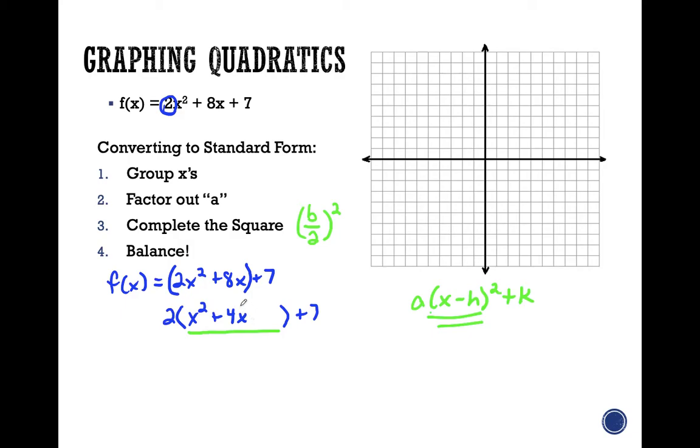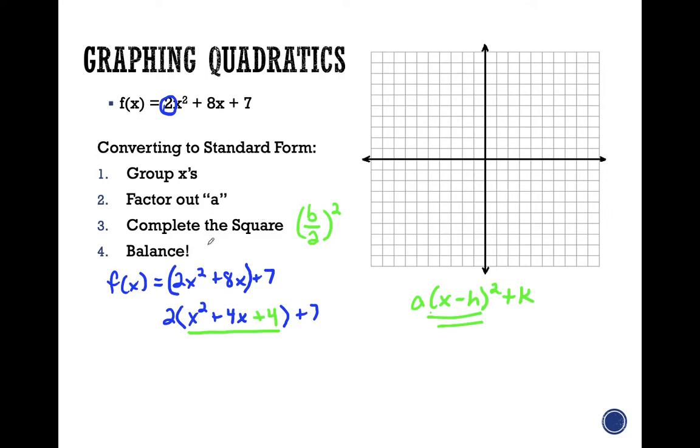So again, we're just going to take b divided by 2 and square it. I'm going to take 4 divided by 2, which is 2. Square that, and I'm going to add a 4 into this equation.